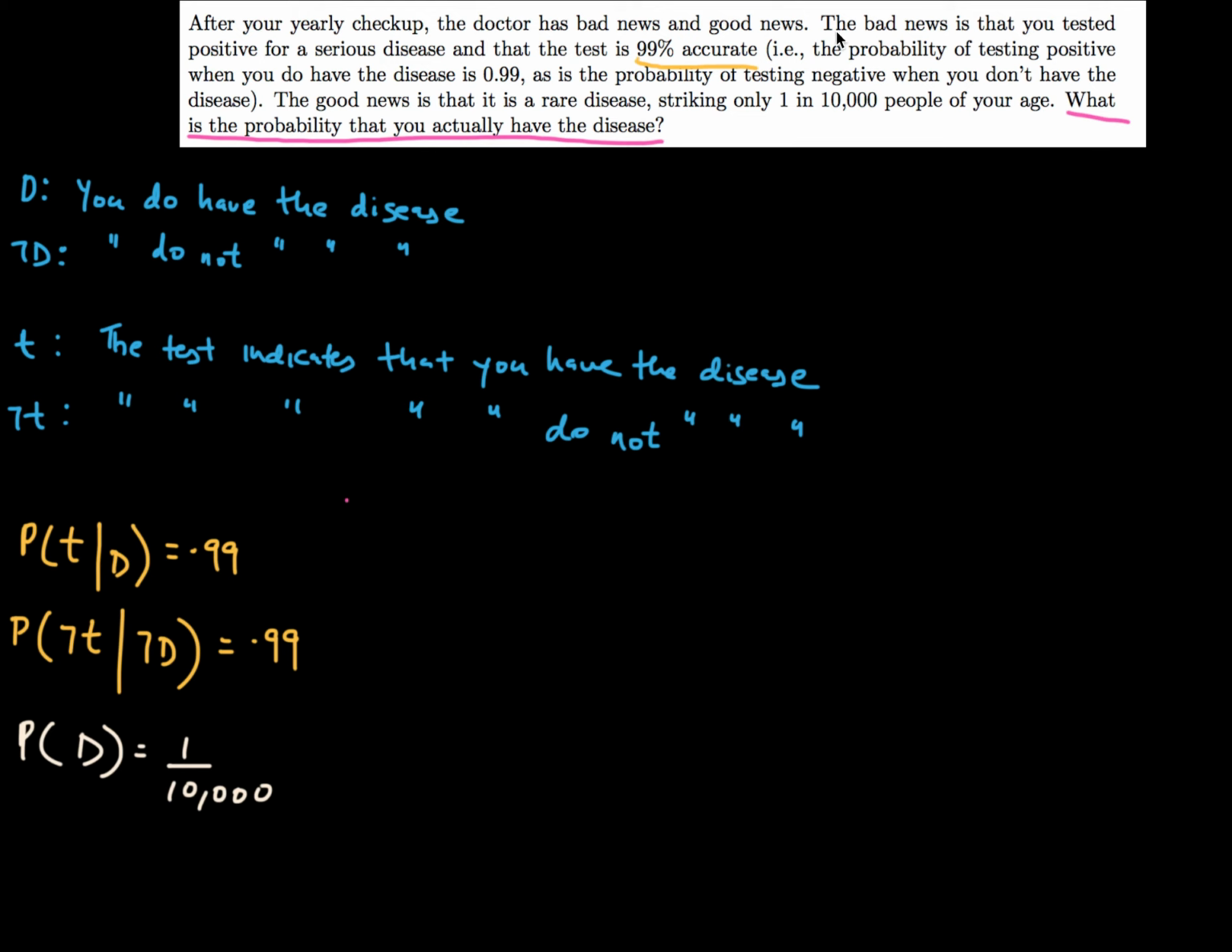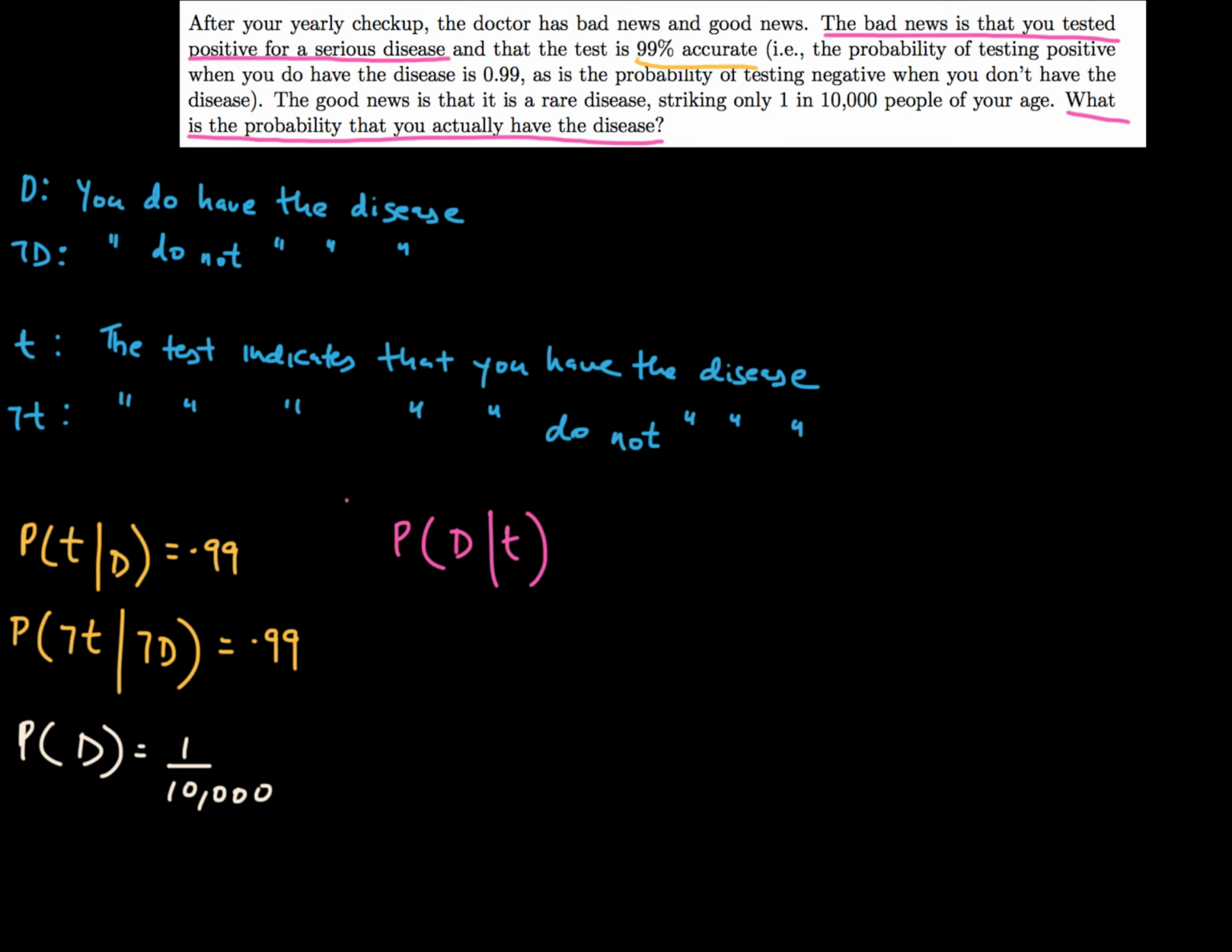Now keep in mind that the bad news tells you that you have tested positive for a serious disease, meaning you have gone and had the test conducted. So the test having been conducted is already a fact that has happened. Because of that, what I really want to find in this question is the probability of you actually having the disease, given that the test has been conducted and the test has indicated that you have the disease. Okay, so the test has indicated being positive. What is the probability of this expression here?